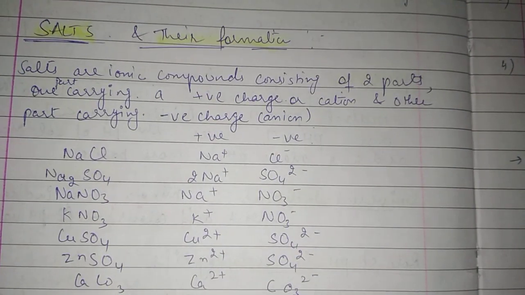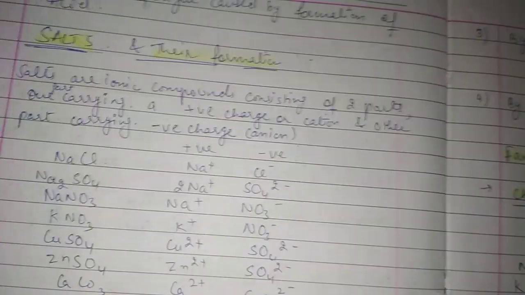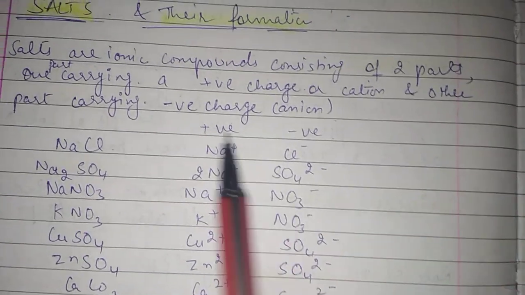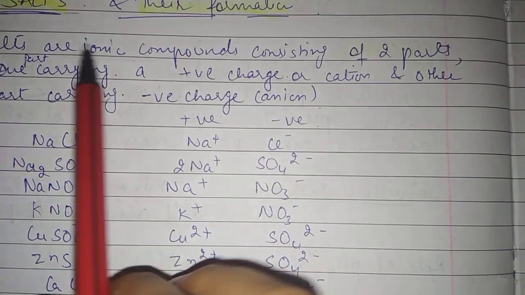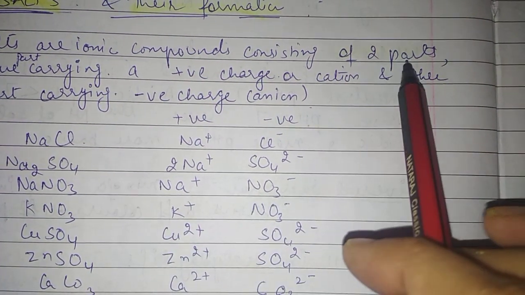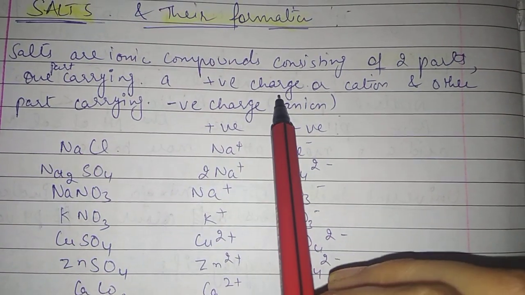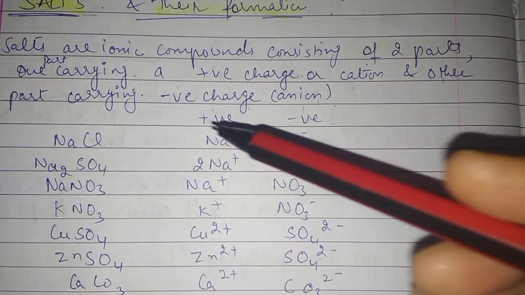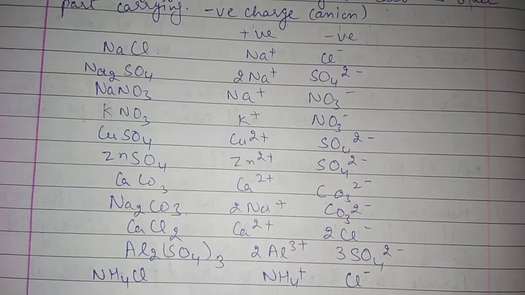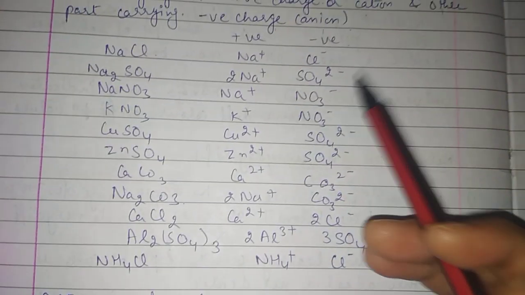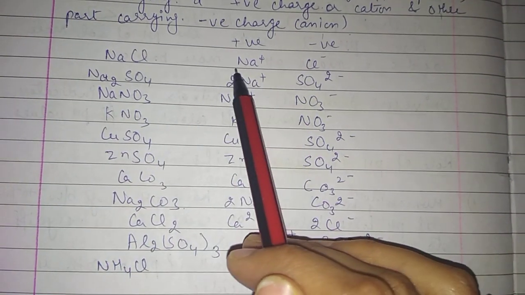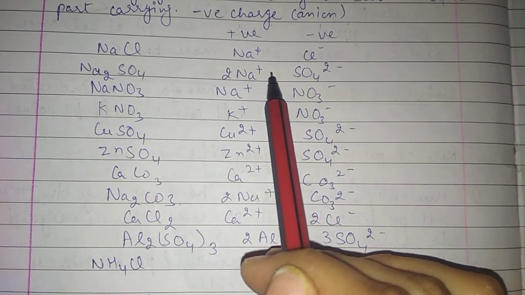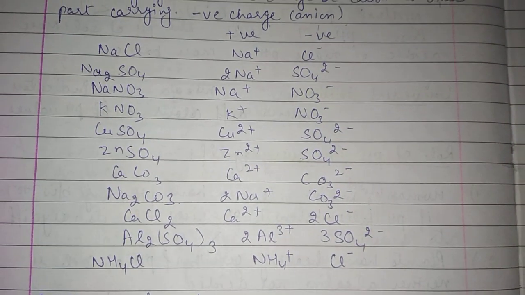The main topic and the last topic of this chapter is salts and their formation. We already have done acids and bases, and this is the last topic of this chapter, salts. Salts are ionic compounds consisting of two parts, one carrying positive charge, that is cation, and the other carrying negative charge, that is anion. See, these are some salts carrying positive as well as negative ions. For example, NaCl carries Na positive and Cl negative. Na2SO4, Na positive and SO4 2 negative.